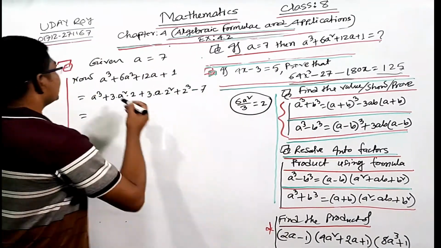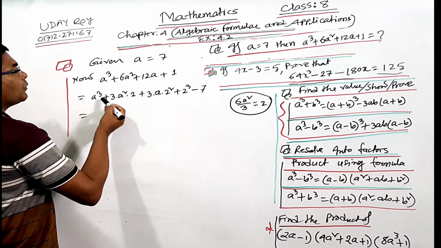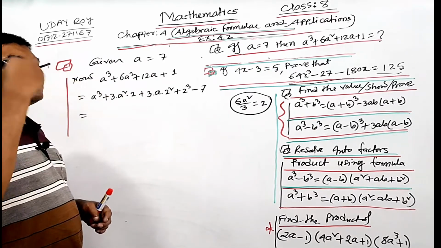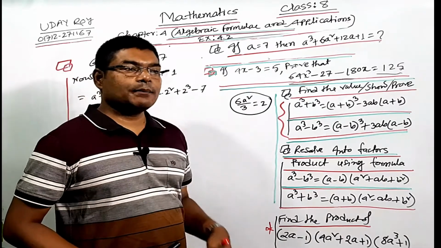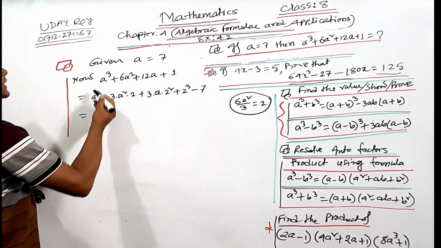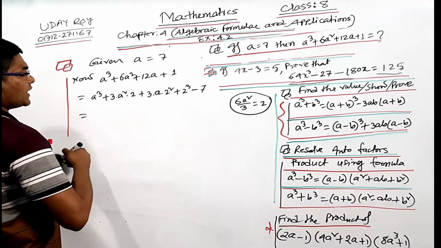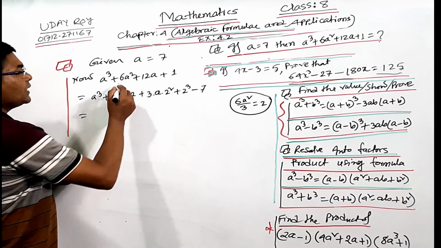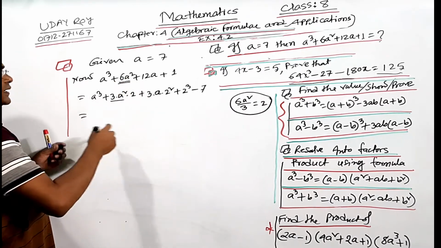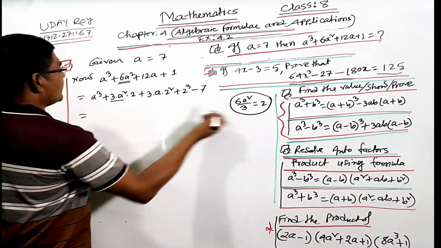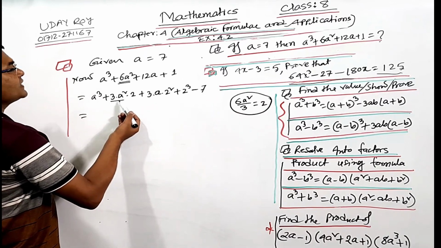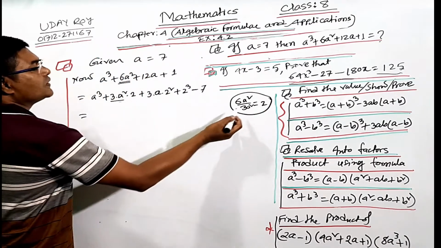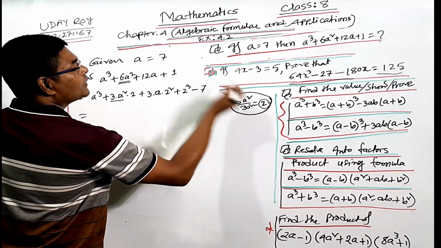So you can say here is a cube plus, we know the formula, a cube plus 3a square b, 3ab square plus b cube. So let's come back. A cube plus 3a square, but we don't know b. But you have to find out b from here. So write 6a square. Here is 3a square, we have got 3a square. Now cut it. We get b is 2.